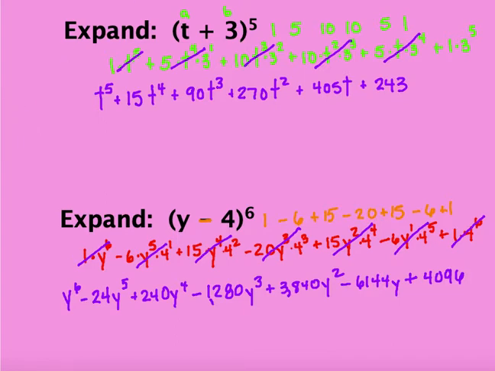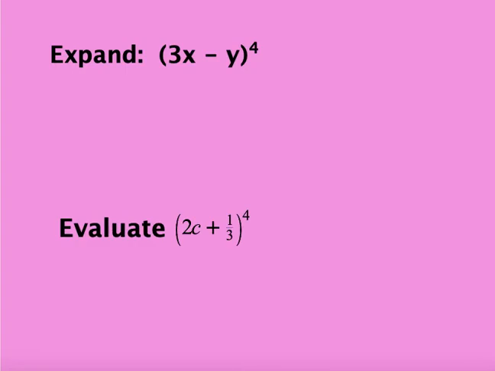Let's look at 2 more examples together. So we're going to expand (3x minus y) to the 4th power. So I'm going to find my 4th row. My exponents are going to be 1, 4, 6, 4, and 1. Since this is a negative, this is going to be a negative 4, positive 6, negative 4, and positive 1 as we move to expanding.